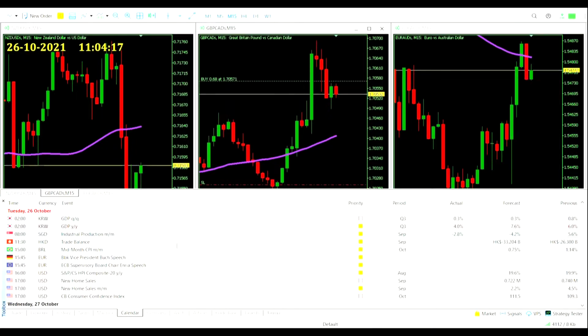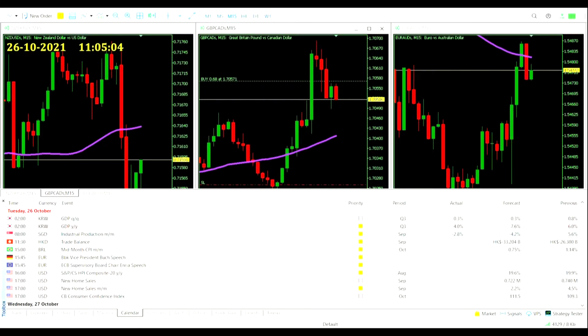And not a lot of events on our calendar today. 11:30 and 25 minutes, the Hong Kong trade balance. Nothing then until 3 o'clock in Brazil for the mid-month CPI. Speeches then at 3:45, both in the Eurozone. We've got the Bundesbank Vice President Bach making a speech. And we've got ECB Supervisory Board Chair Enria making a speech. Yes, they are the Eurozone, but not expecting them to have any impact.